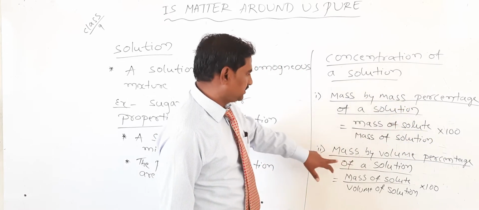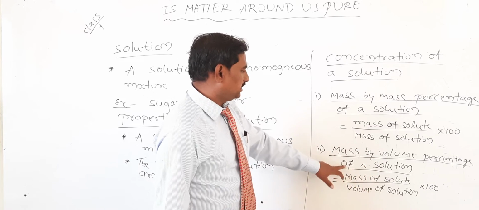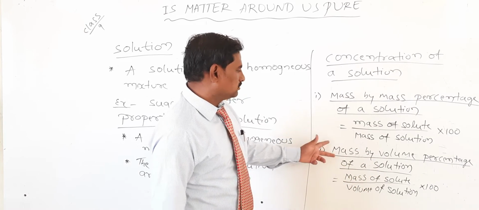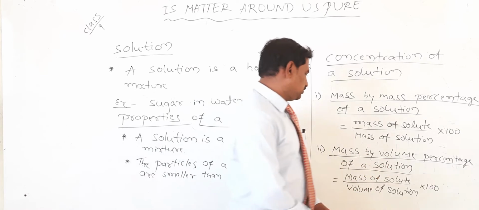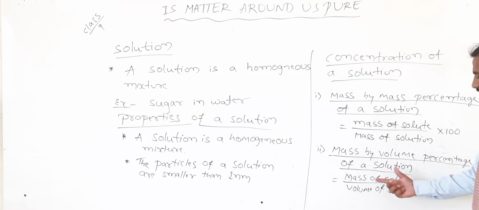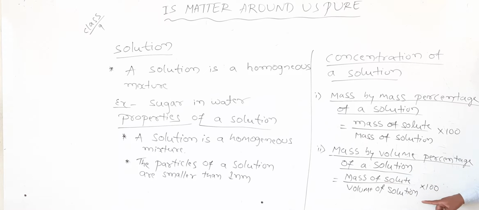The next is mass by volume percentage of the solution. So what is the mass by volume here? Mass by volume percentage of the solution is nothing but the mass of solute divided by volume of solution into 100. So by using this formula we can calculate the concentration of that solution.